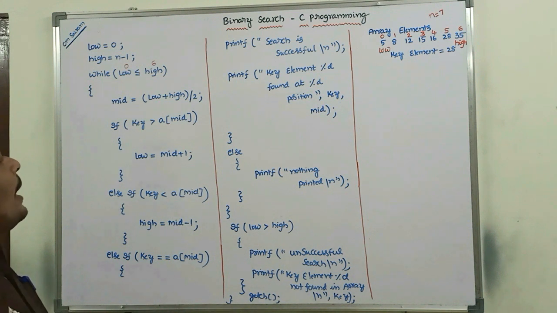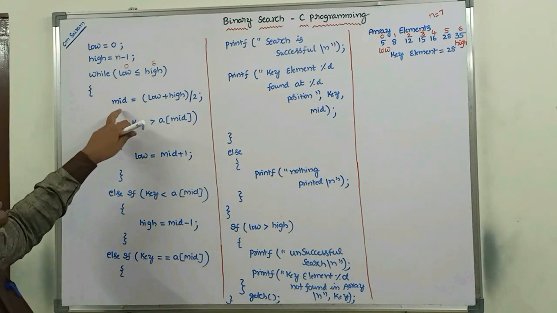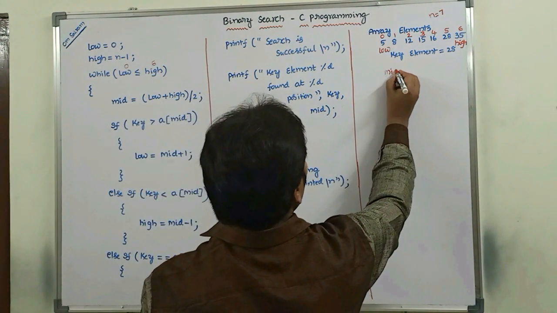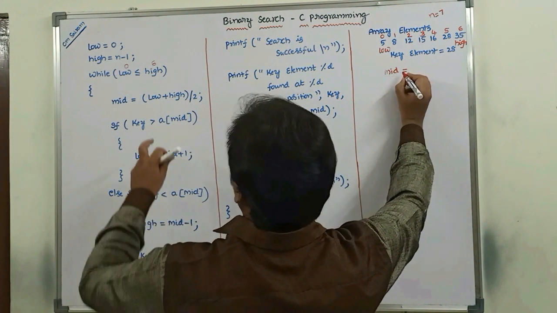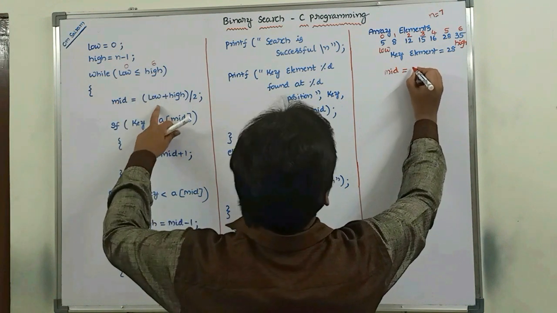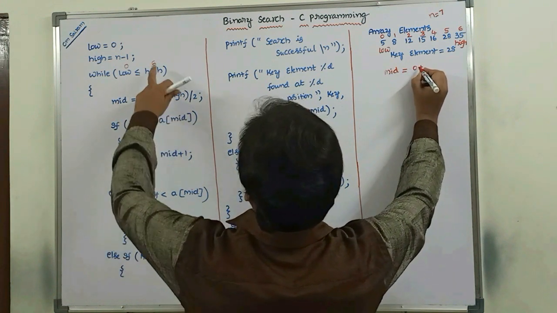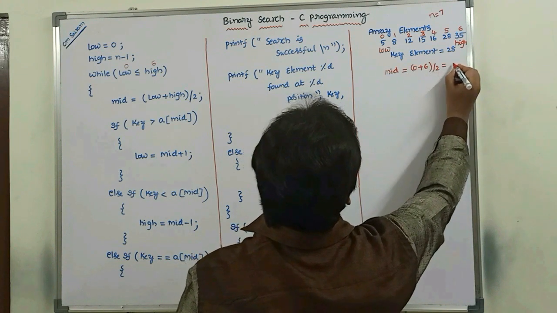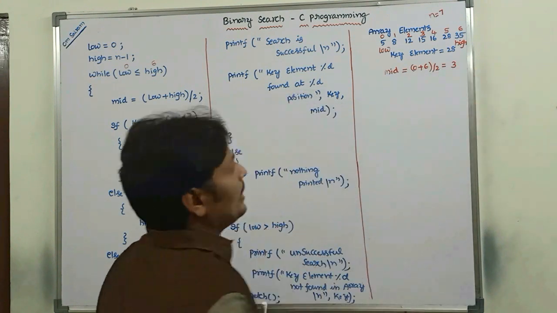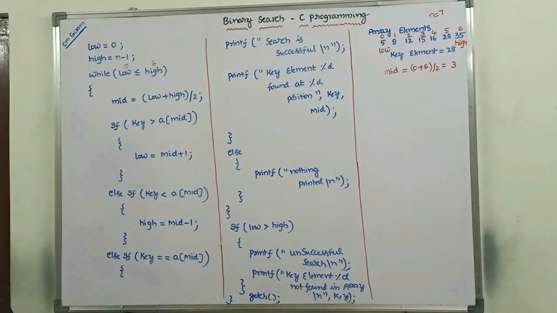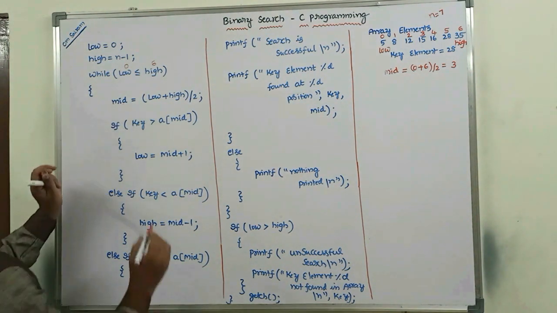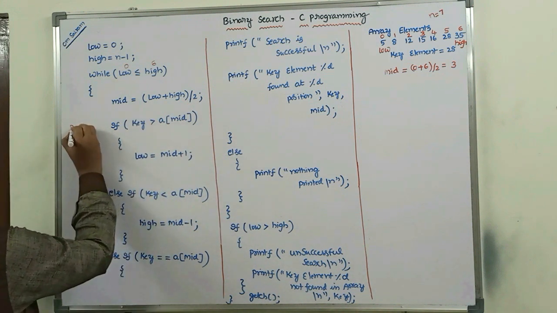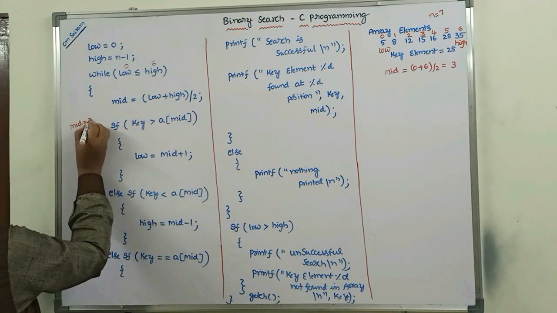In the body of the while loop, first we calculate the mid value. So mid is equal to (low plus high) by 2. The low value is 0 and the high value is 6. 0 plus 6 by 2 is 6 by 2, that is 3. So after calculating, the mid value is equal to 3.